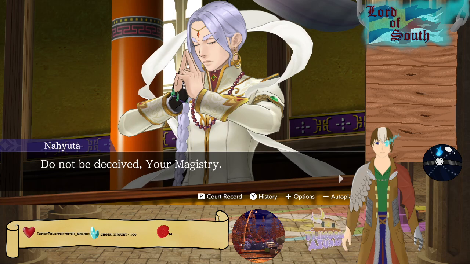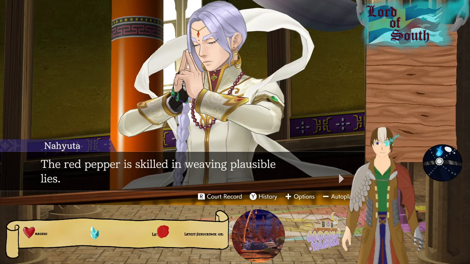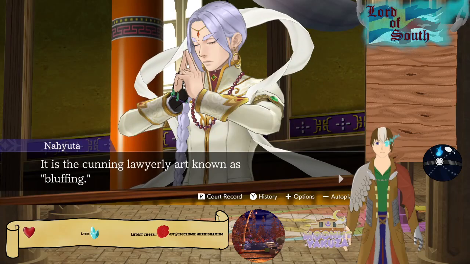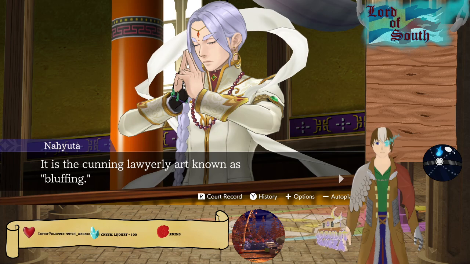Do not be deceived, Your Majesty. The Red Pepper is skilled in weaving plausible lies. It is the cunning lawyer art known as bluffing. Yeah, I also have a bluff for you.